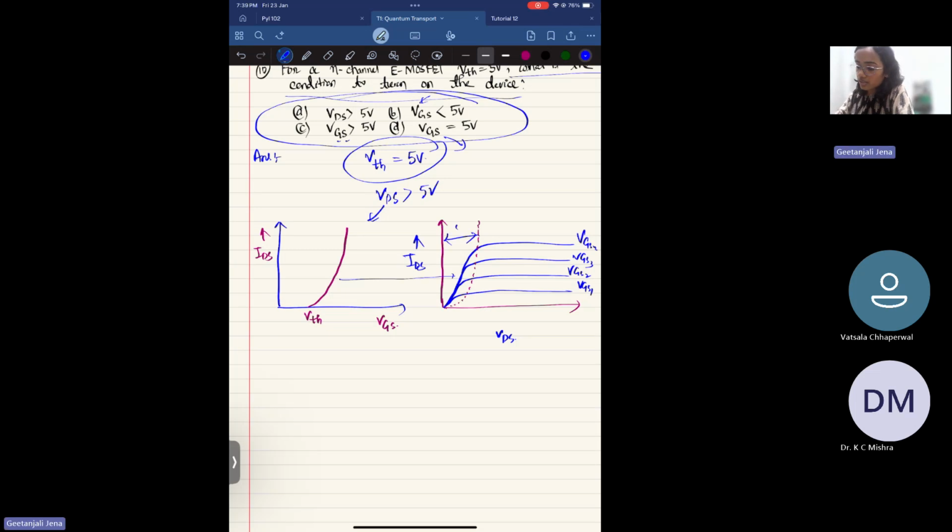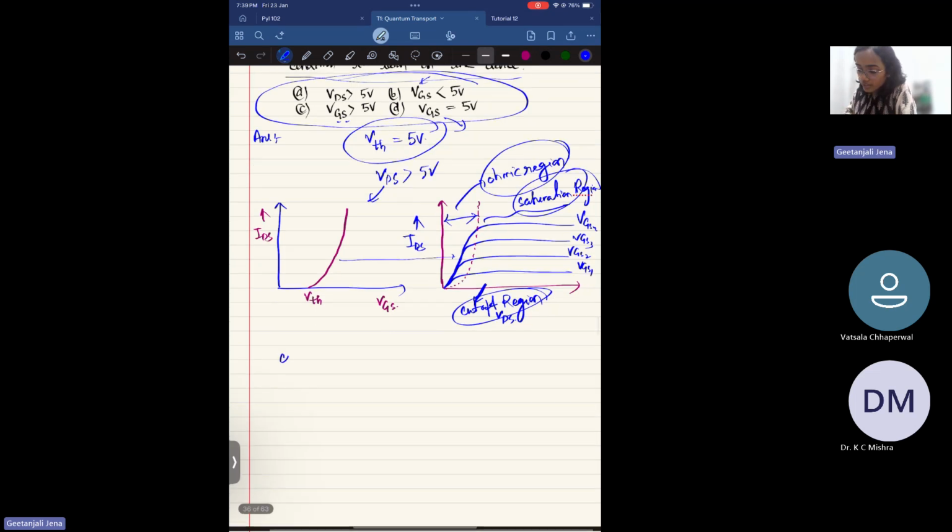One is the ohmic region. This is the ohmic region. This is the saturation region. And this one is where current is low. This is the cutoff region. Almost zero, current is not flowing. So let us see the regions in detail.